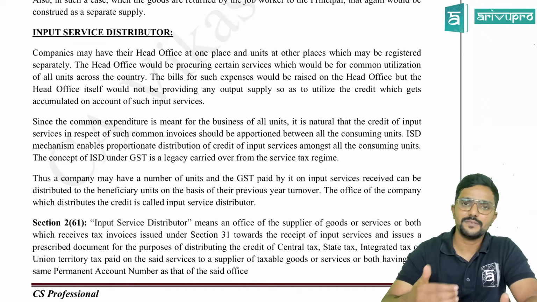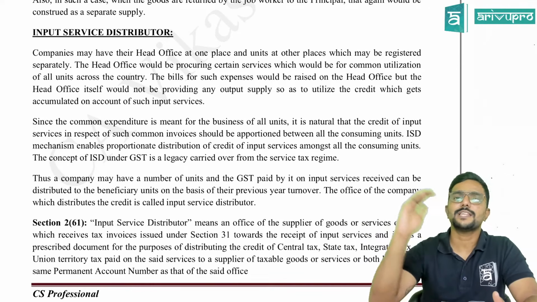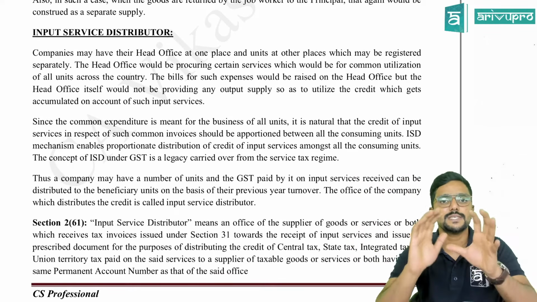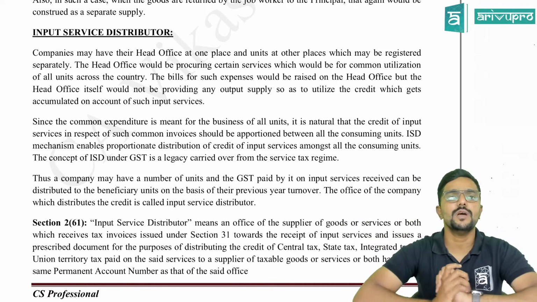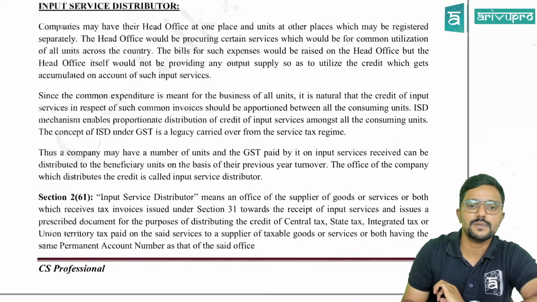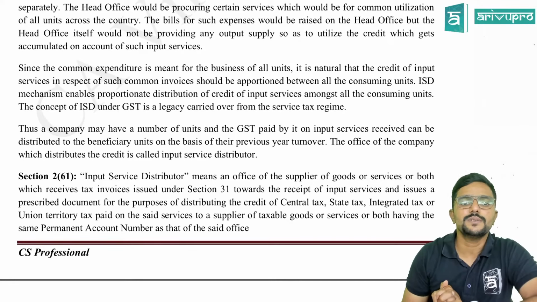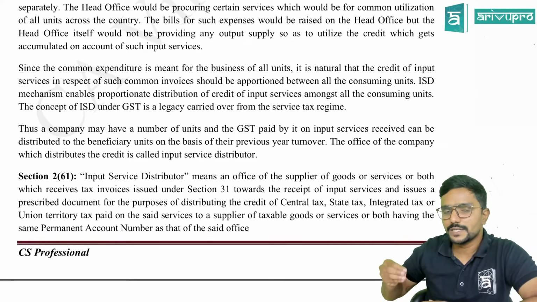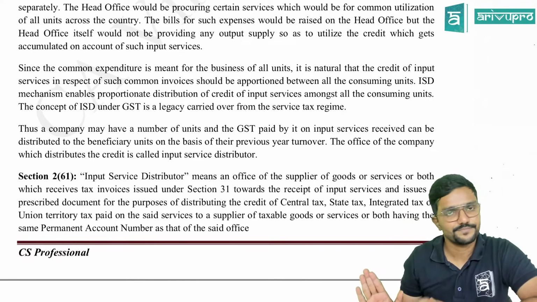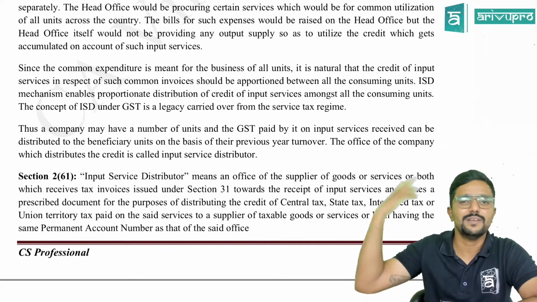So these services are used not only by the head office, but by other branches also. And there are other branches who are registered separately. They will also be providing outward supply. So in that case, this credit has to be distributed to everyone, whoever is using this service. Since the common expenditure is meant for the business of all the units, it is natural that the credit of input services is distributed. So here, whatever we are talking about is only the tax paid on input service. Input or capital goods is not covered here. Because we will know exactly who is using the goods or capital goods, so they will claim the credit.